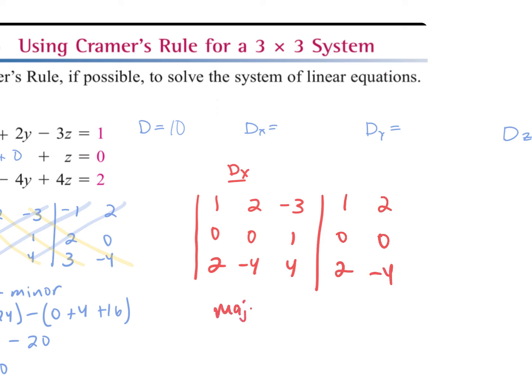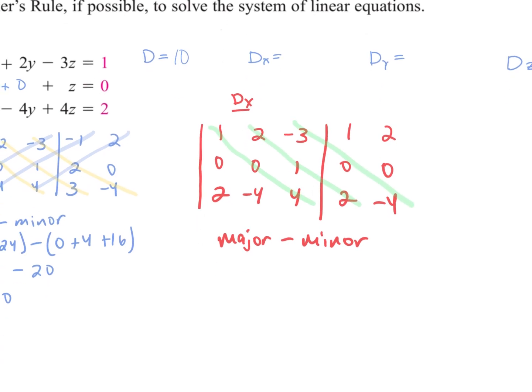Major minus minor. You don't have to write that. I'm just reminding you. So my 3 majors. 1 times 0 times 4. 0. 2 times 1 times 2. 4. Negative 3 times 0 times negative 4. 0. Yep. Then my minors.